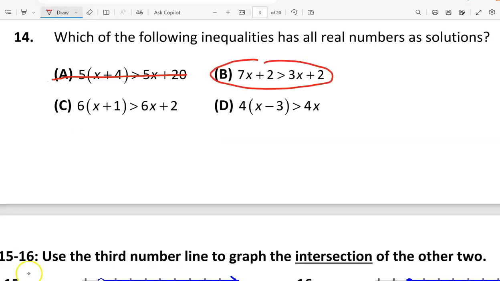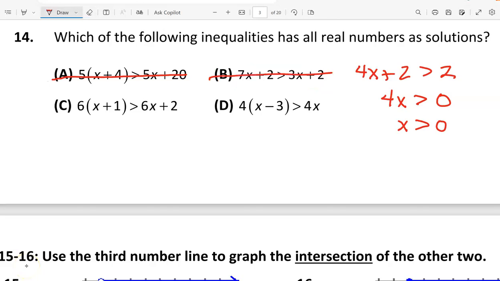All right, now let's solve choice B. 7x plus 2 is greater than 3x plus 2. I'm going to subtract 3x from both sides. Now we have 4x plus 2 is greater than 2. And now let's subtract 2 from both sides. And then we've got 4x is greater than 0. Dividing by 4, x is greater than 0. This has a solution, but only for values of x that are greater than 0. So the solution is not all real numbers. So we can cross this one off our list.